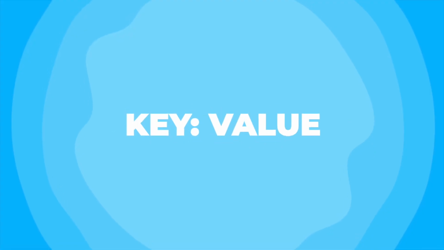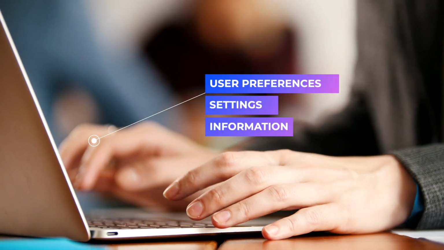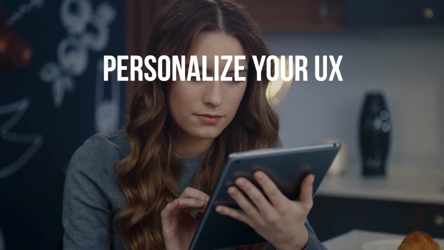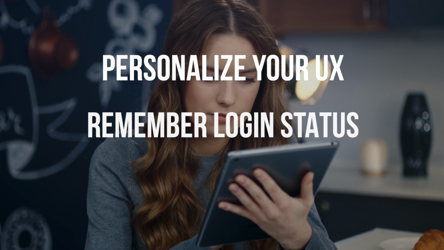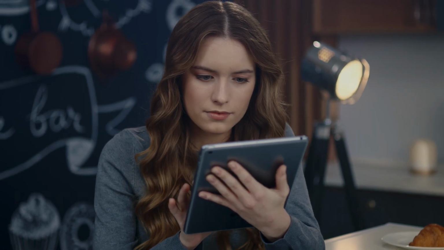You can think of local storage as a collection of key-value pairs, where each piece of data is associated with a unique name, like a label on a storage box. Websites can store things like user preferences, settings, or even small chunks of information they need to remember. It's pretty nifty because it allows websites to personalize your browser experience, remember your login status, or even let you pick up where you left off in a game or contact form.